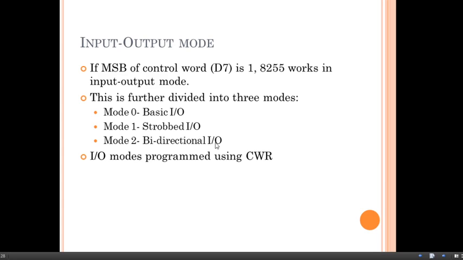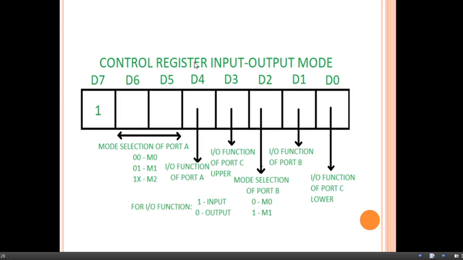These input output modes are programmed by using the control word register. There are slight changes in the control word register format for BSR and for input output mode. So this is the control register format in case of input output mode. As we can see here, the D7 bit is equal to 1, that indicates that our selected mode is input output mode. Now D5 and D6, these two bits are used for mode selection of port A, or we can call it group A mode selection.